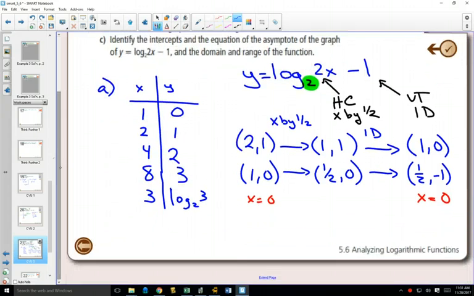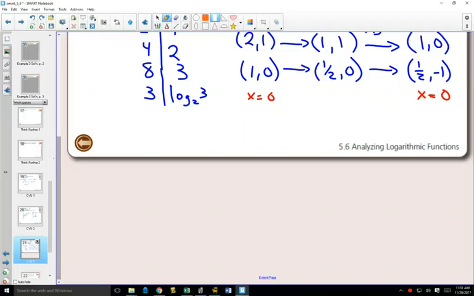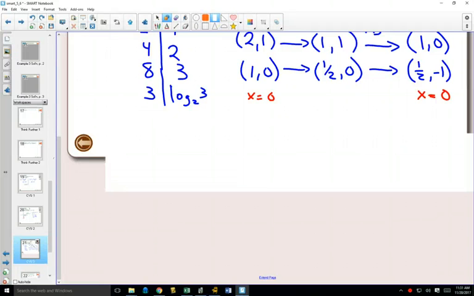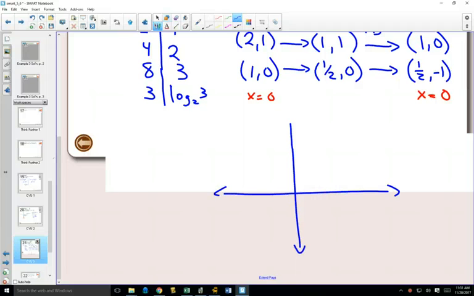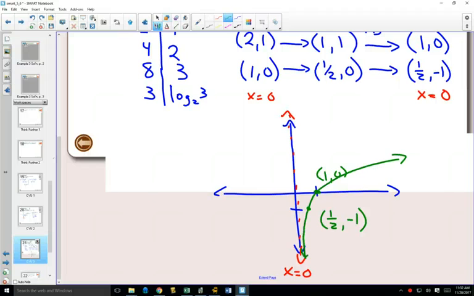So when we go to our graph, I always like to start by graphing my asymptote. So I know there's my asymptote at x equals 0. I can plug my points in. We have one point at 1, 0, and the other point at 1/2, -1. Draw the shape of your log graph, and you're done.